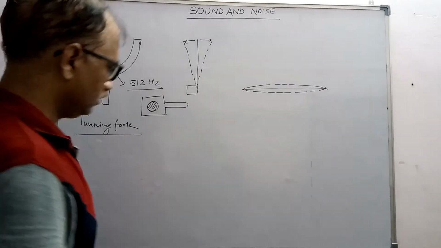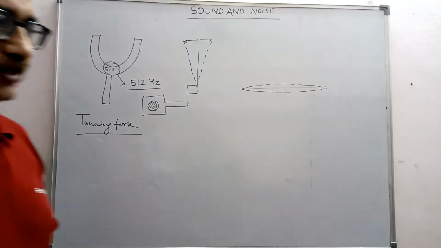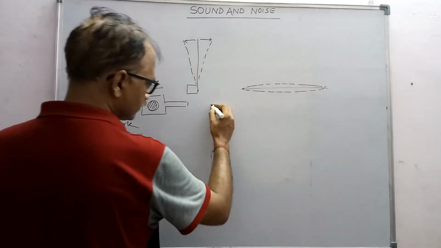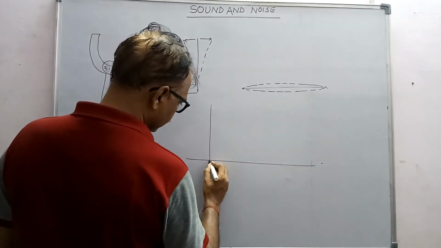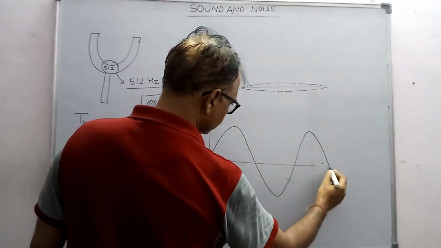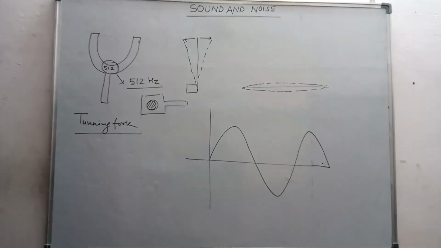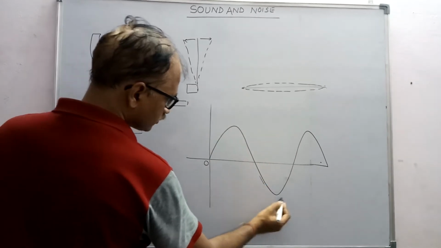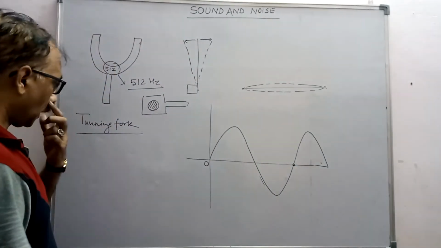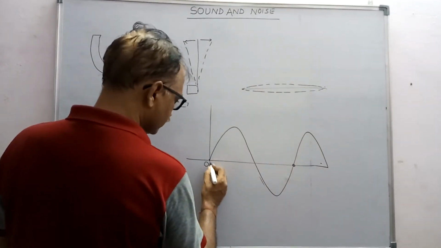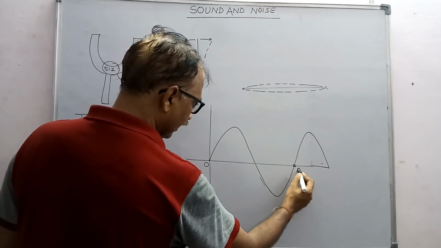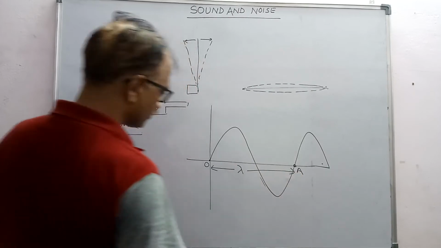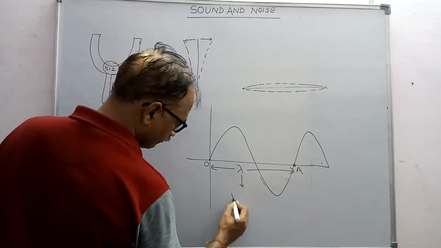Now, you see, whenever there are vibrations, they produce waves, and these waves are of this form. You start from this point O, one wave goes above, then it goes below, and then comes to this point. Now the distance between point O and A is called wavelength.